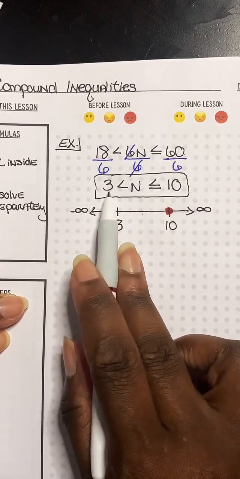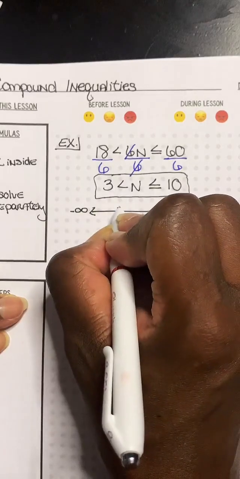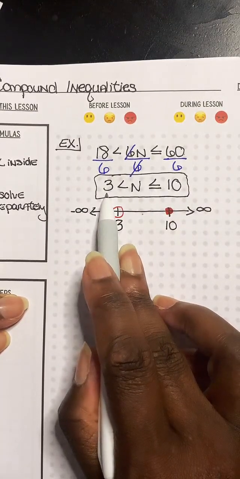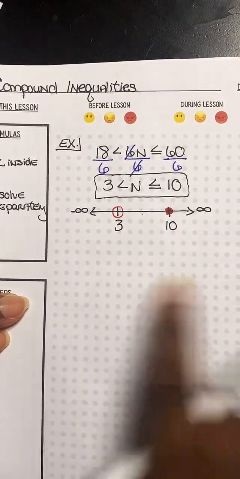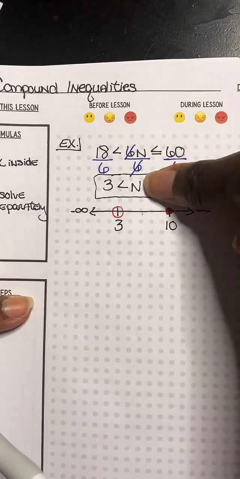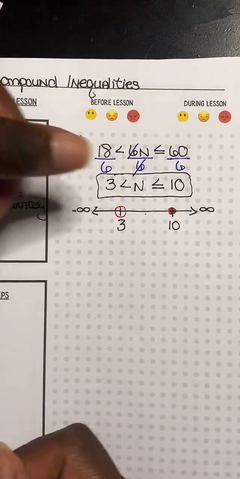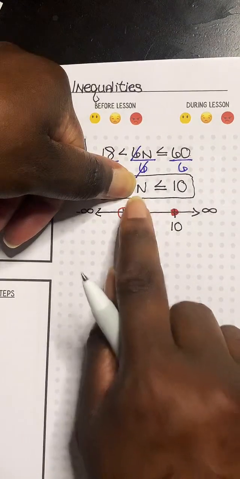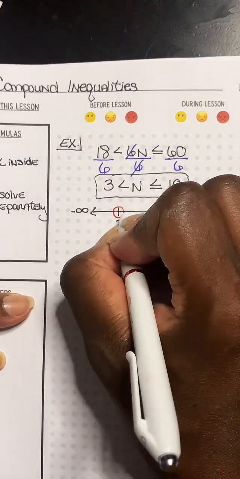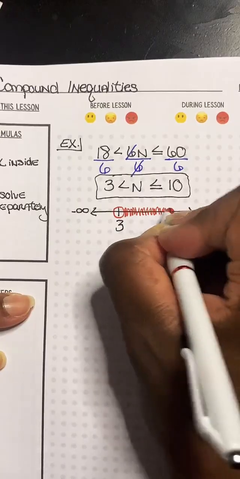Then we have 3 is less than n. That's going to be an open circle because this inequality goes with the 3. Now, if you ever get confused with compound inequalities, cover up one and focus. Cover up the other, then focus. And I noticed that the shading was right smack in the middle.